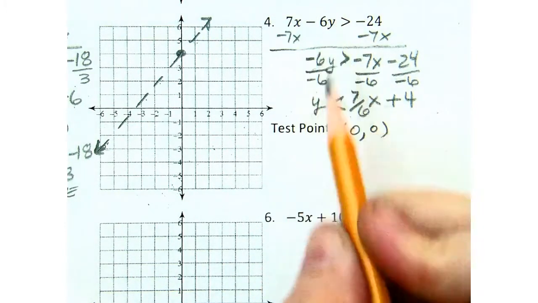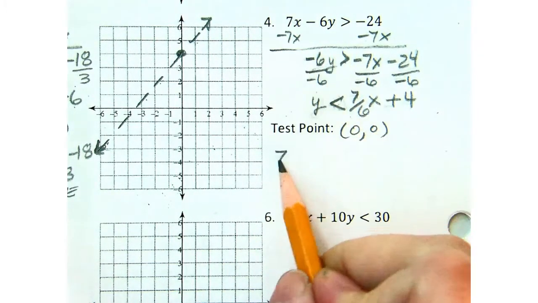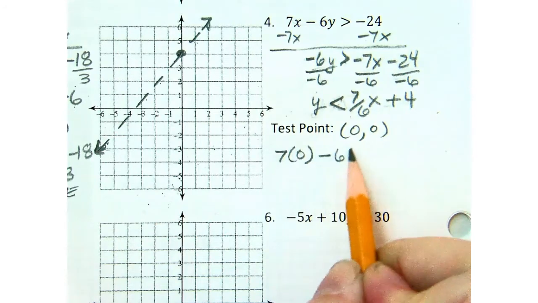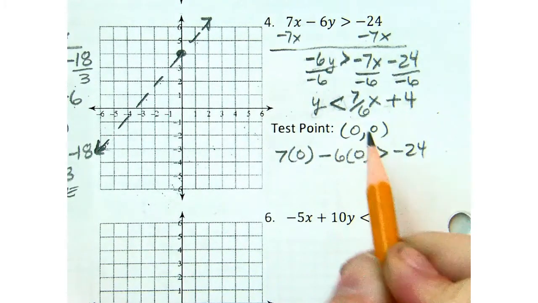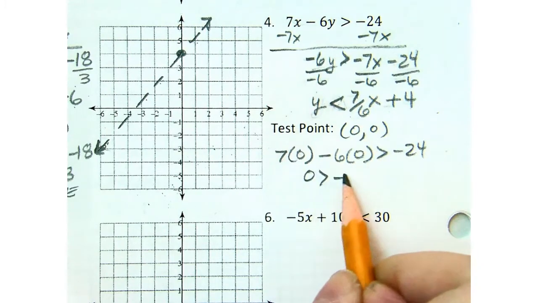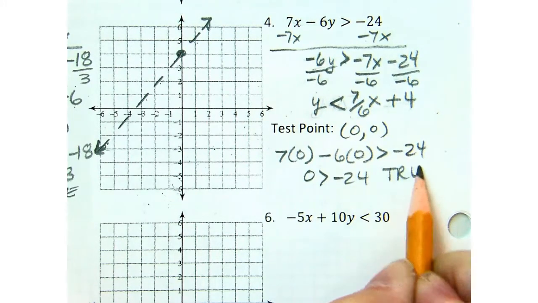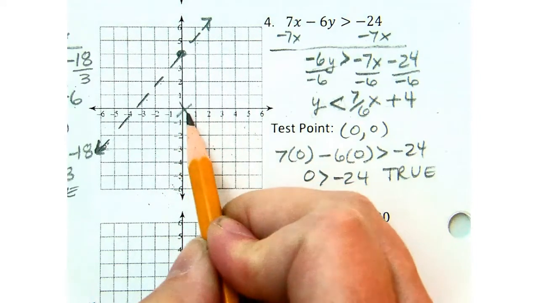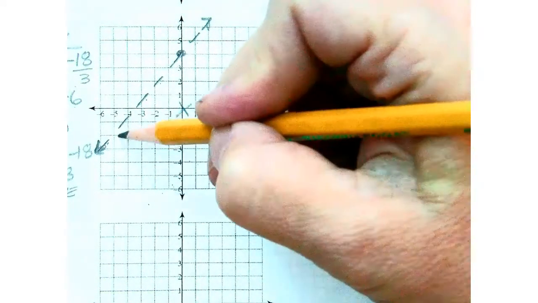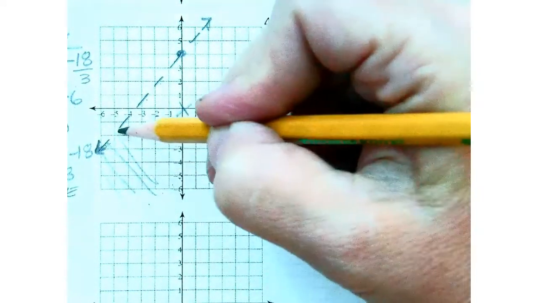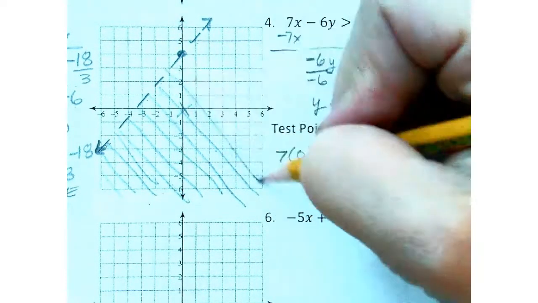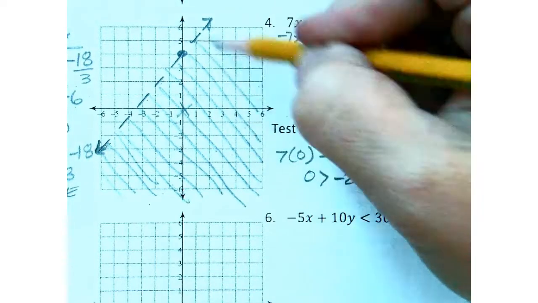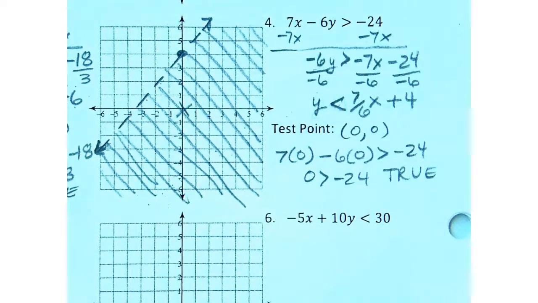Plug in 0 for x and y in the original inequality. 7 times 0 minus 6 times 0 is greater than negative 24, gives us 0 is greater than negative 24, a true statement. This means we should shade on the same side as (0, 0). All of the points in the shaded area make the inequality true. These points are the solution set of the inequality.